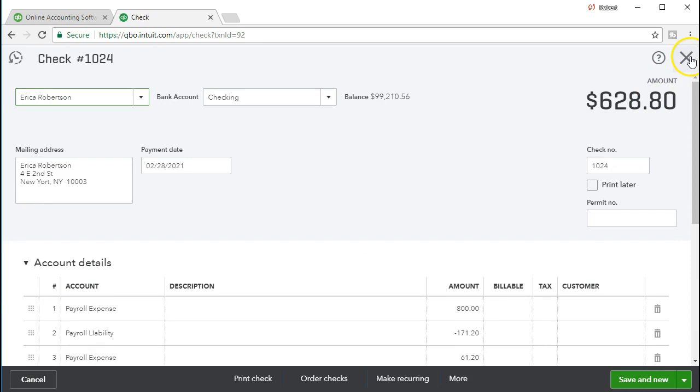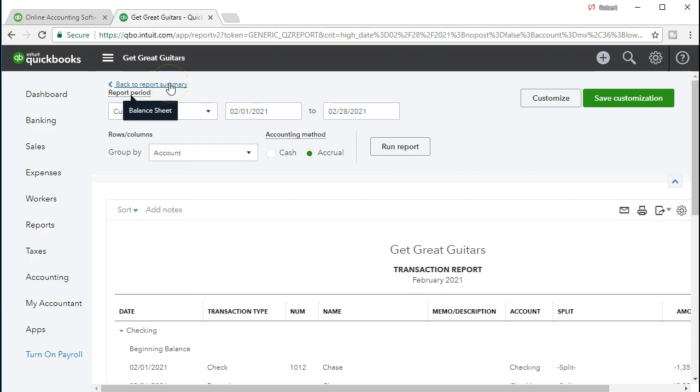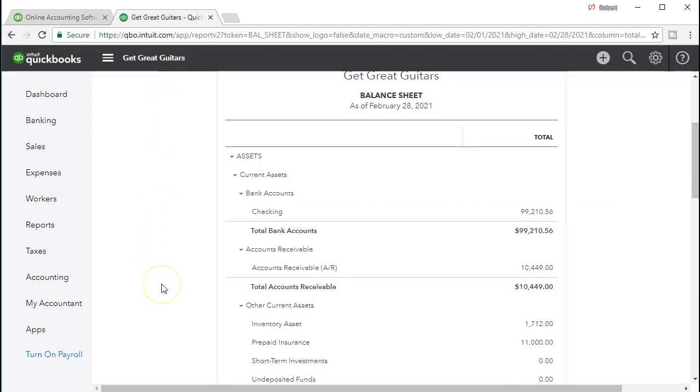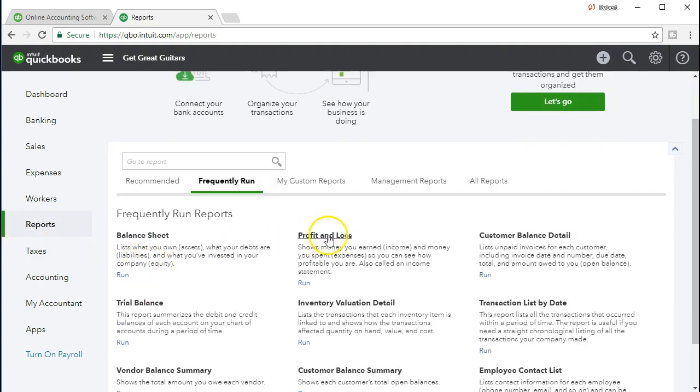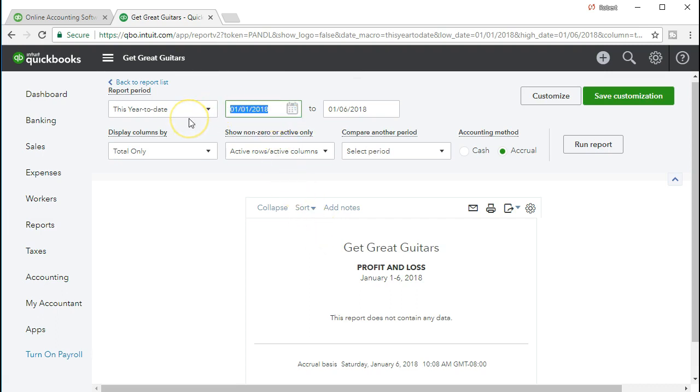Let's close that back out. And we're going to go back to our report, scrolling back up, and go back to the report summary. So that's going to be the checking account. The other side we typically think is on the profit and loss. So let's go to the profit and loss, which is the income statement. Left side reports, profit and loss report. Change the dates to the month of February, which is 02/01/21 to 02/28/21, February 1st, 2021 to February 28th, 2021.